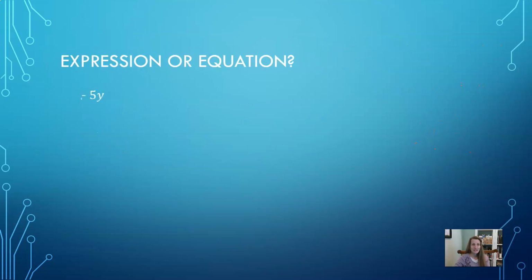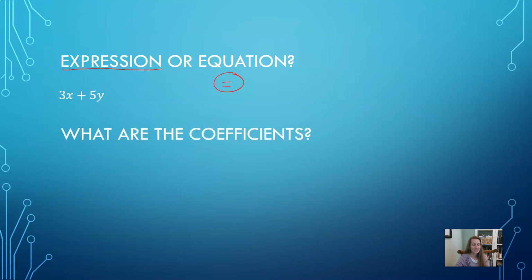Now, is this an expression or an equation? It's an equation, right? No, it's an expression. There is no equal sign. Remember, an equation has to have an equal sign. All right, what are the coefficients then? If you said 3 and 5, you are absolutely right. Just the numbers in front of those expressions.